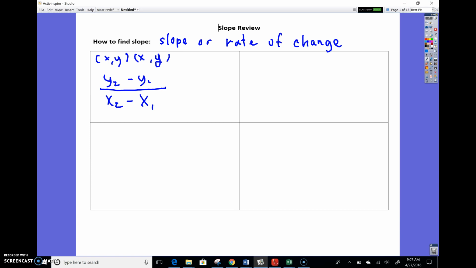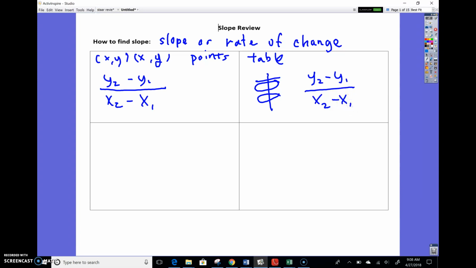Then you can have tables, so you have points, and they can give you a table like this. All you have to do is pick 2, and you're going to use the same formula: y2 minus y1 over x2 minus x1.